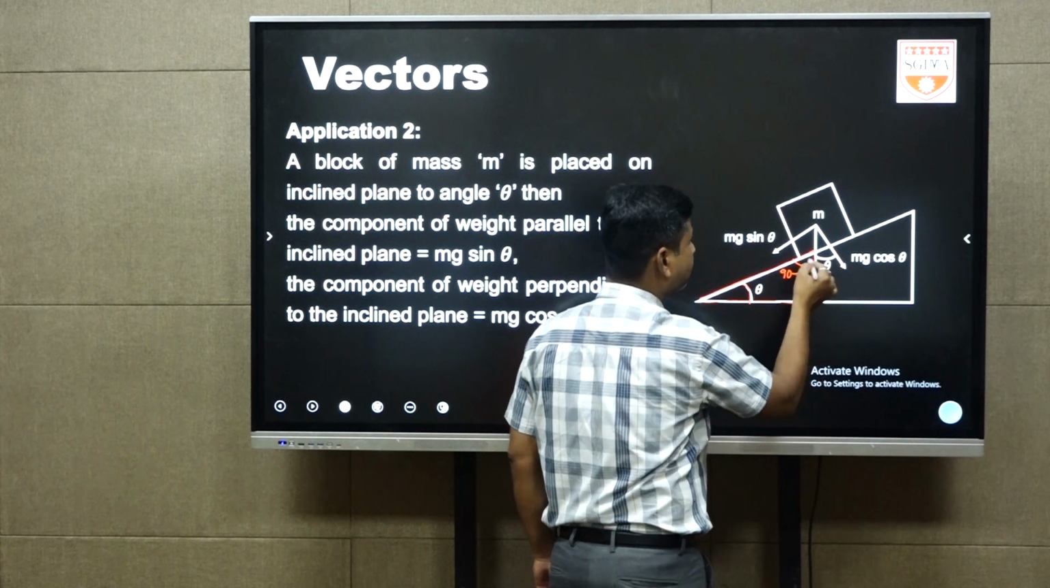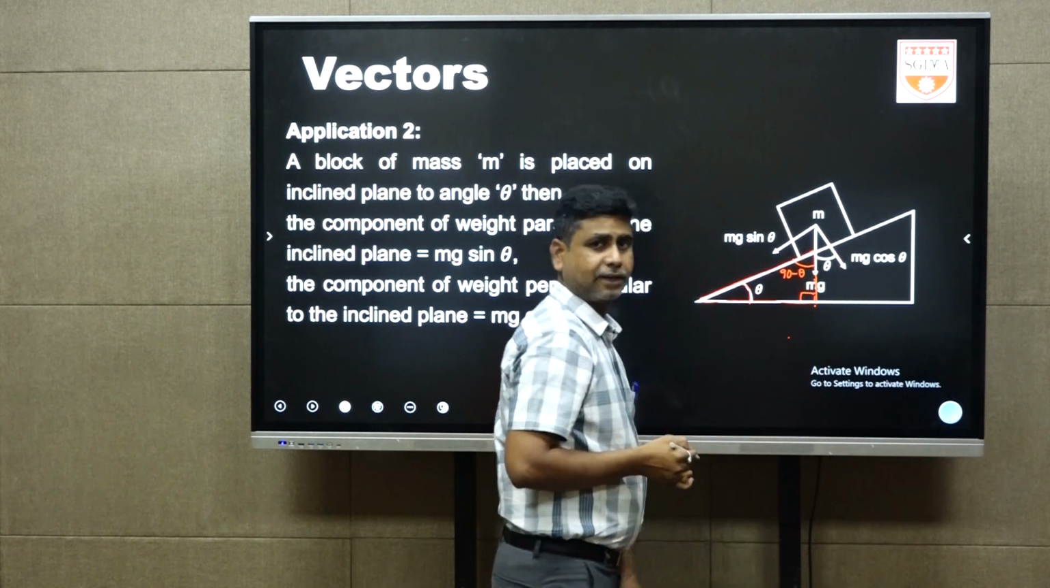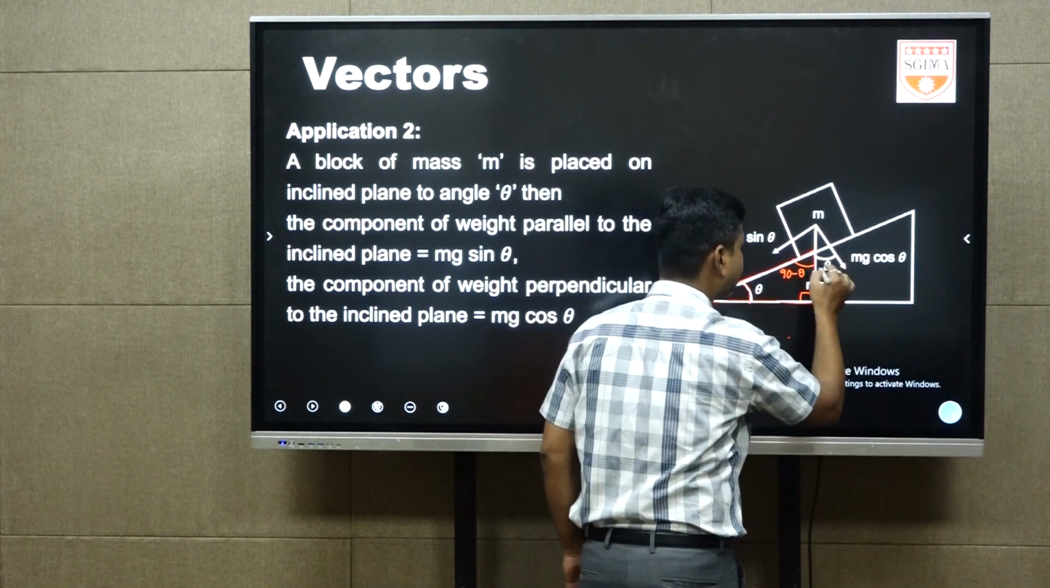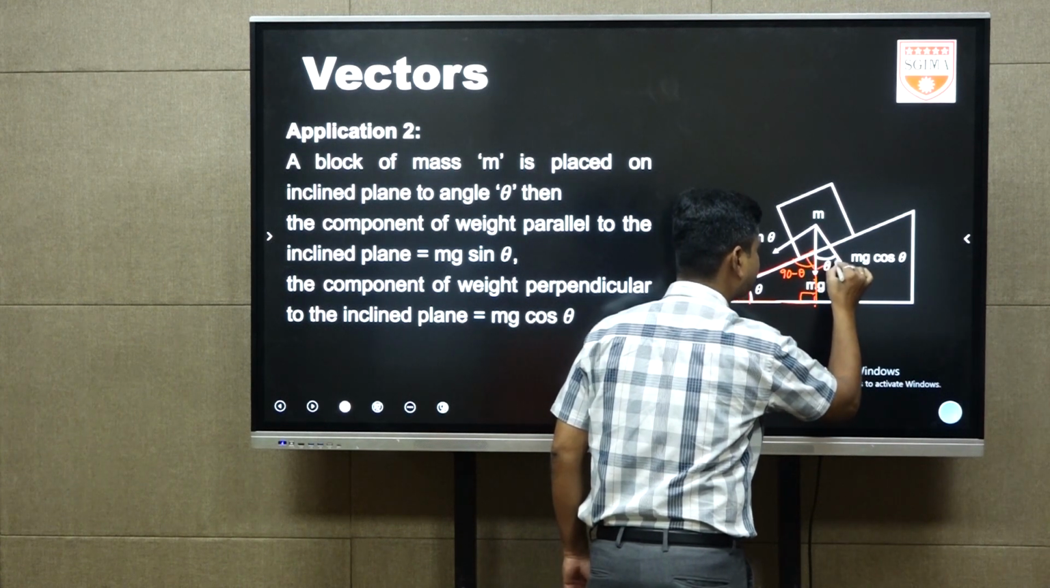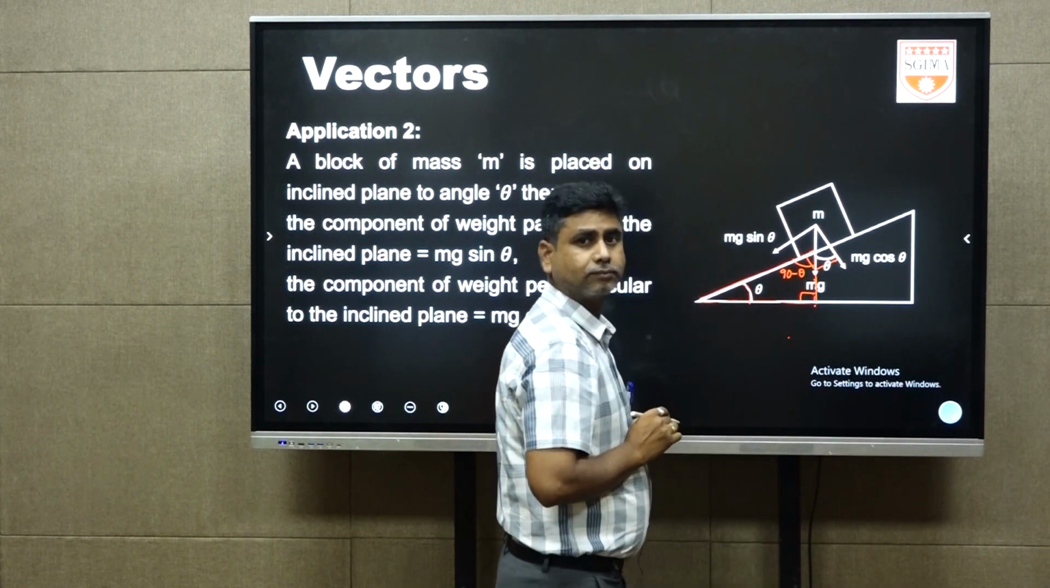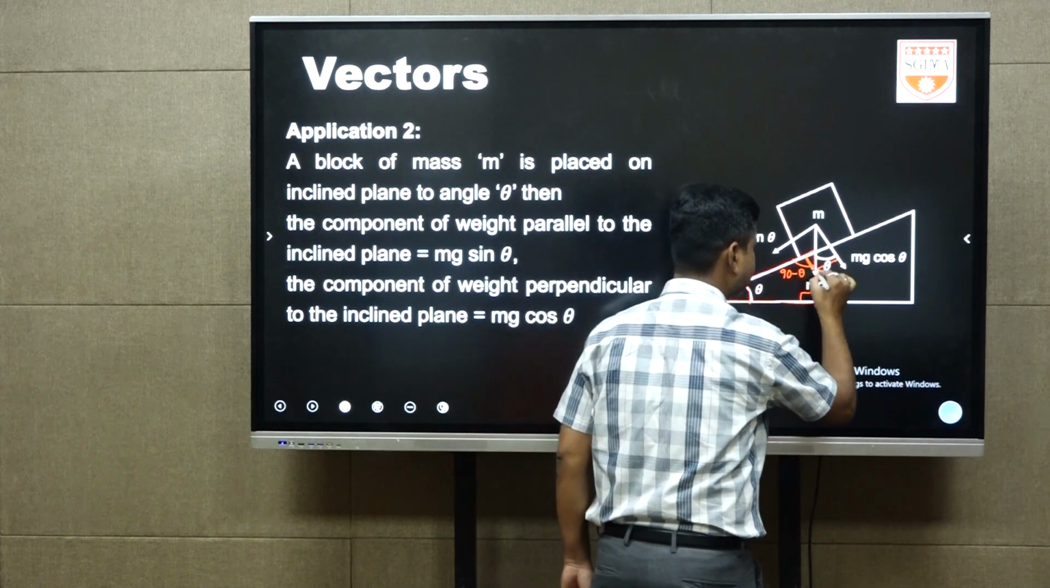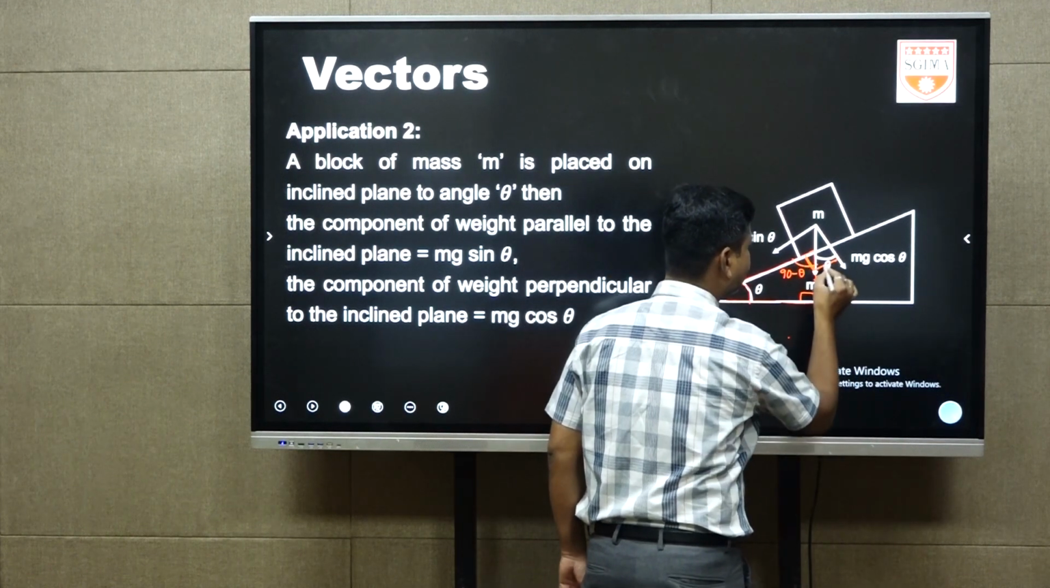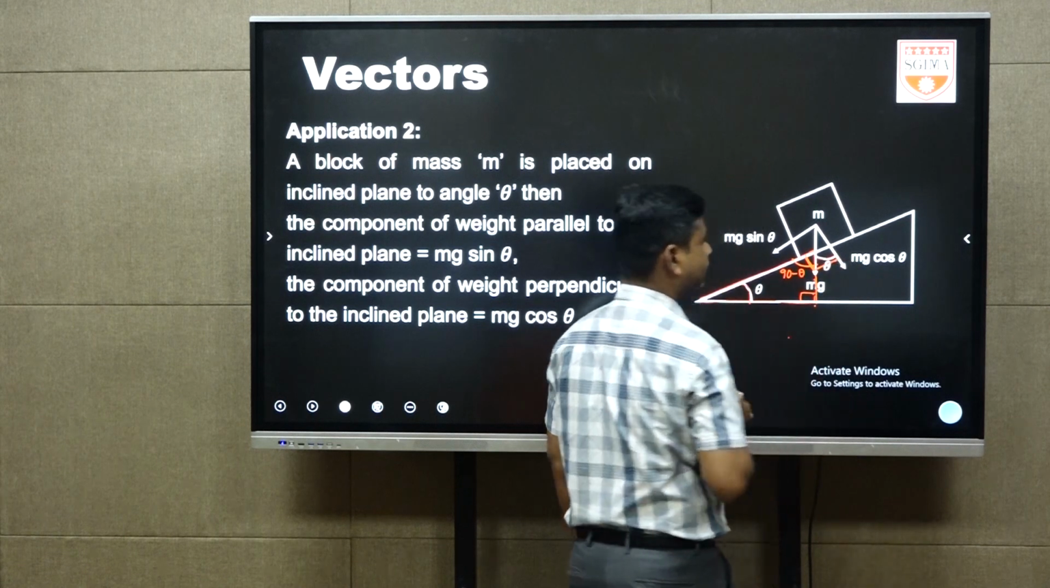This line is perpendicular to this incline. When this line is perpendicular to the incline, this total angle is 90. This angle is 90, this angle is 90 minus theta, then this angle is theta.